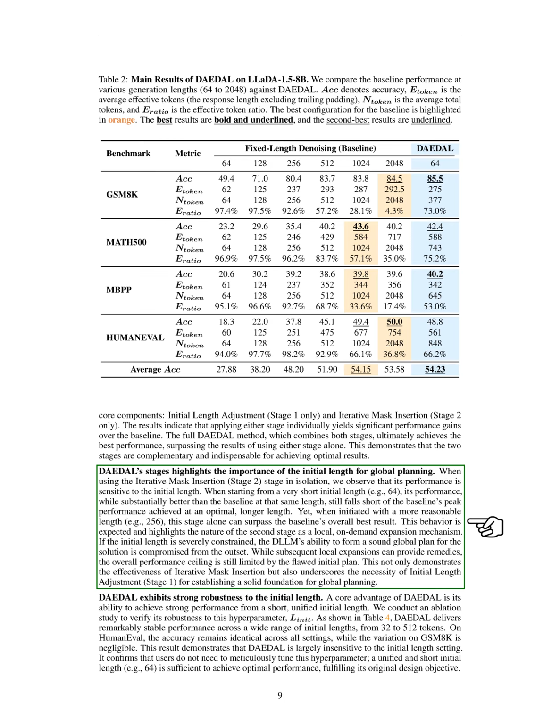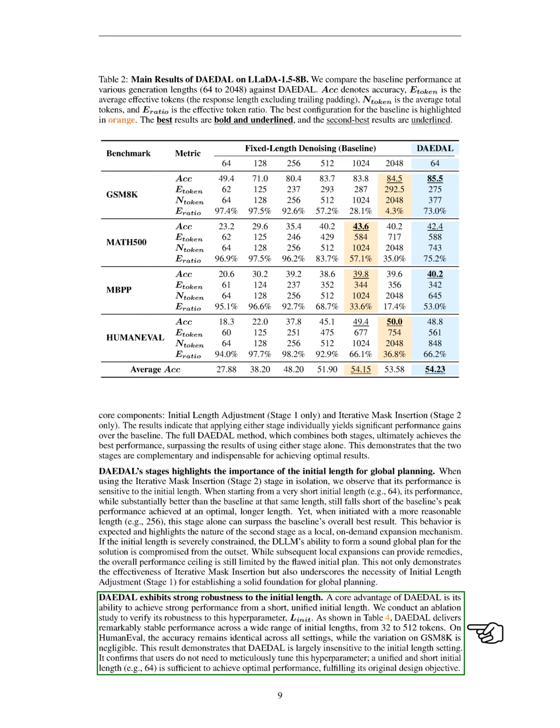This behavior highlights that stage 2 acts as a local expansion tool, and if the initial length is too short, the overall planning suffers from the beginning. While local expansions can help, they cannot fully compensate for a poor initial plan, emphasizing the need for stage 1 to set a solid foundation.